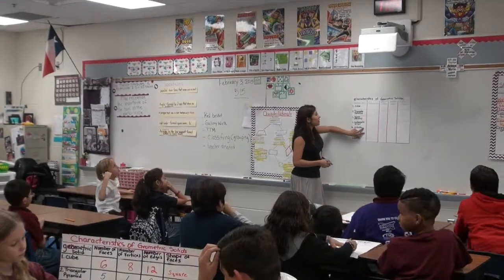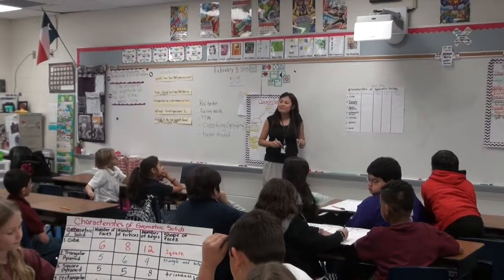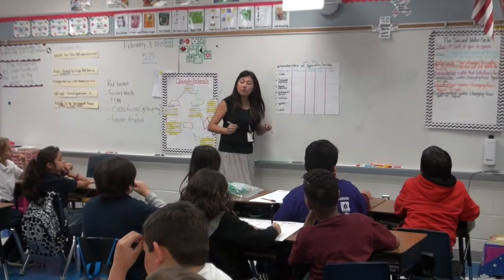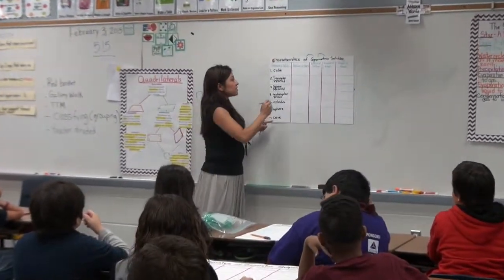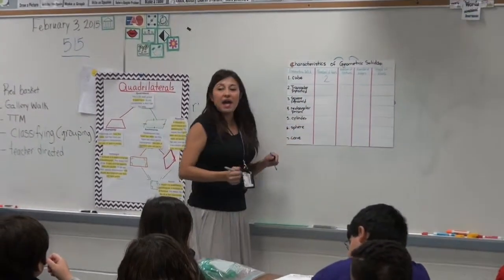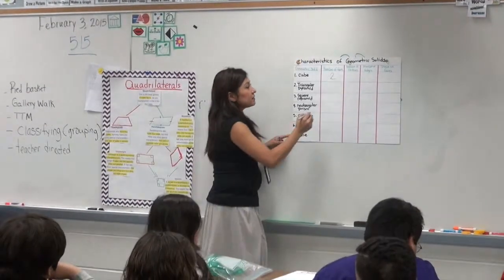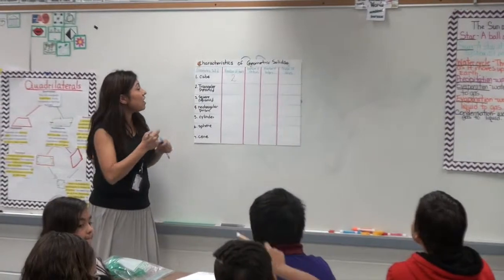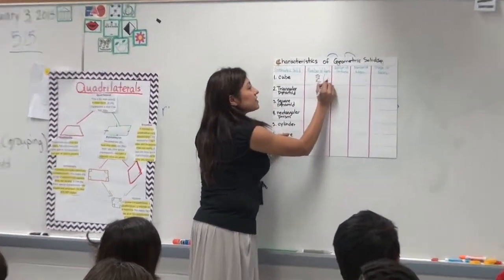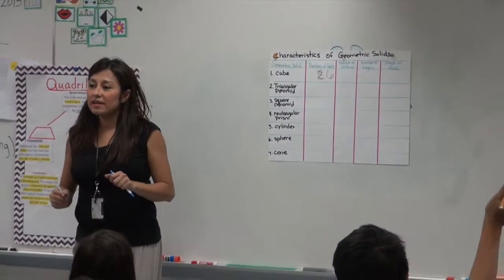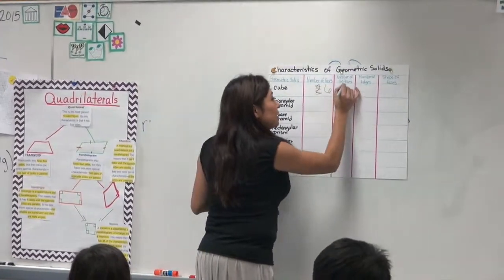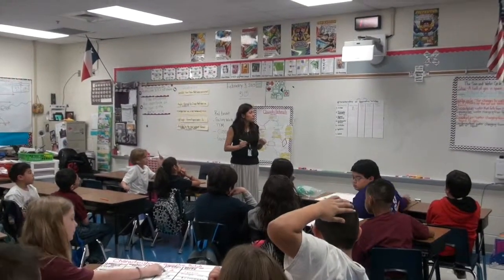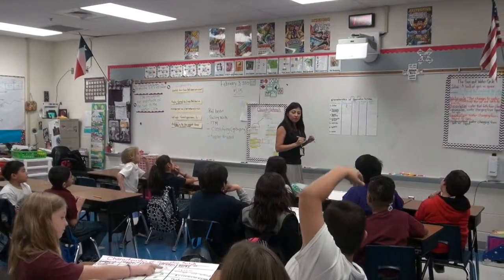So, I'm going to go with James's group. Can you tell me, what do you know about the faces on a cube? Danielle? Do y'all agree with Danielle? Yes. James, how many faces did your cube have? 6. The number of vertices. 8. Francis, the number of edges. 12. Do y'all agree with him? Yes.